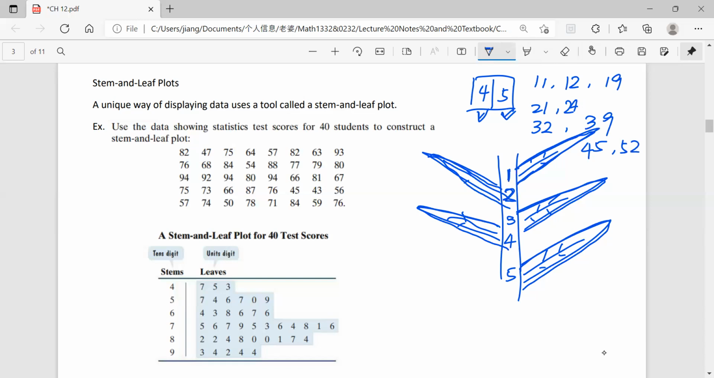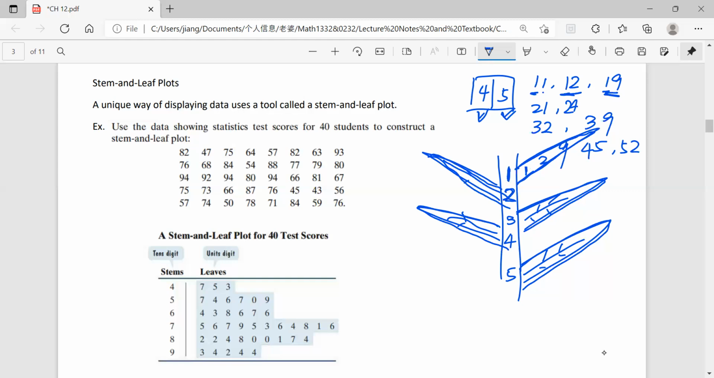That means the unit digit part, I can list them on the leaf. So if the stem represents the tens, the leaf represents the unit digit. The unit digit for 11 is 1, I put 1 here. Unit digit for 12 is 2, I put 2. Unit digit for 19 is 9. Now my leaf has 1, 2, 9.